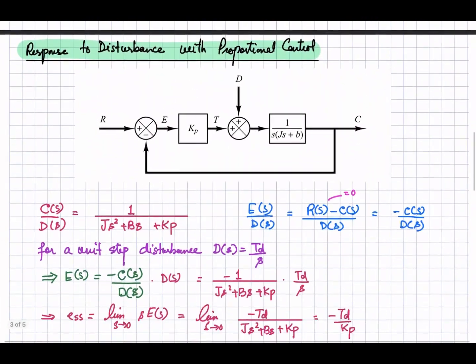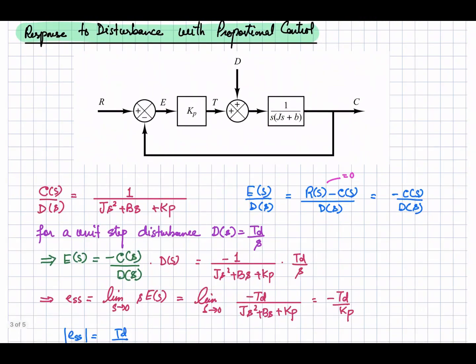Okay, now let's look at the response to the disturbance with the proportional controller. A control diagram is shown in front of you. Here you can see a proportional controller, but in this system we have the disturbance coming from some external world. Okay, so this is the input, this is the output, but this is the disturbance that has been added in this control. So now let's look at what will be the response because of that disturbance.